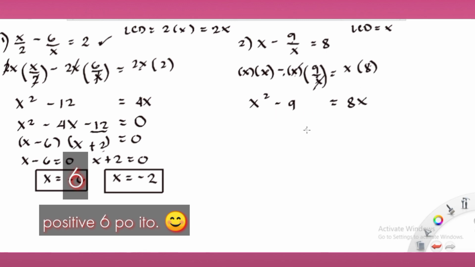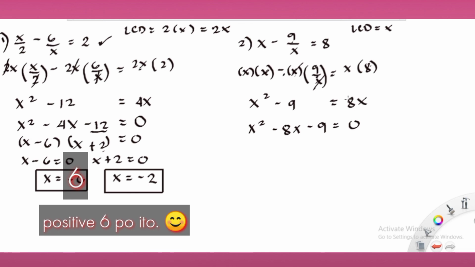So, this is now a quadratic equation. Write this in standard form. Lipat si 8x on the other side. So, that will become x squared. Ito muna, b will become negative 8x. And then copy minus 9 equals 0.